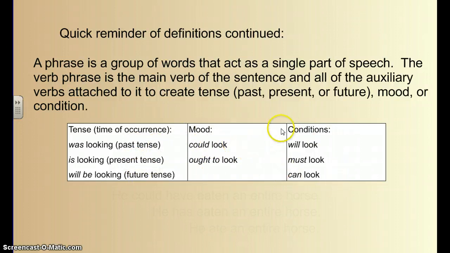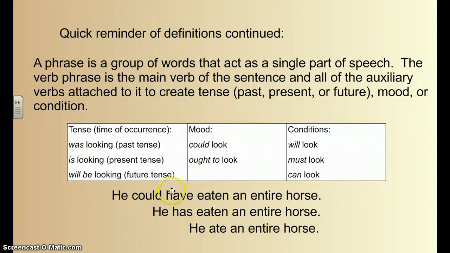The way to identify auxiliary verbs versus a main verb is you can strip them away. So he could have eaten an entire horse. In this case, if I took could out, it'd be he has eaten an entire horse. And again, if I took has out, he ate an entire horse. That means that eat, or the past participle thereof, is the main verb of the sentence. So if you ever have an issue with auxiliary verbs in your topic sentence, strip them down to the main verb, which should be an action verb.